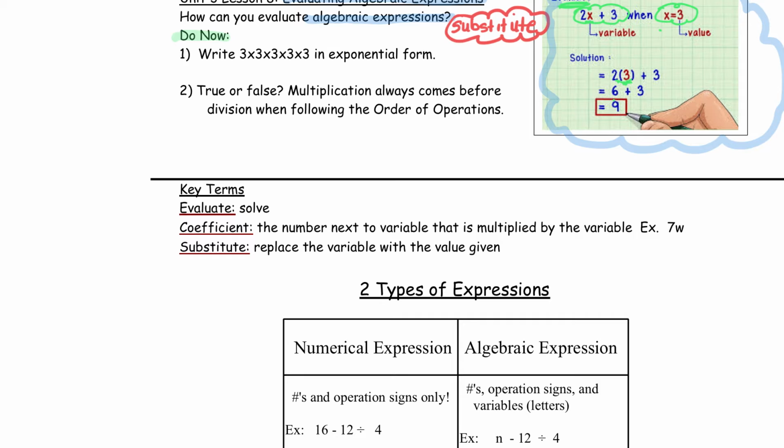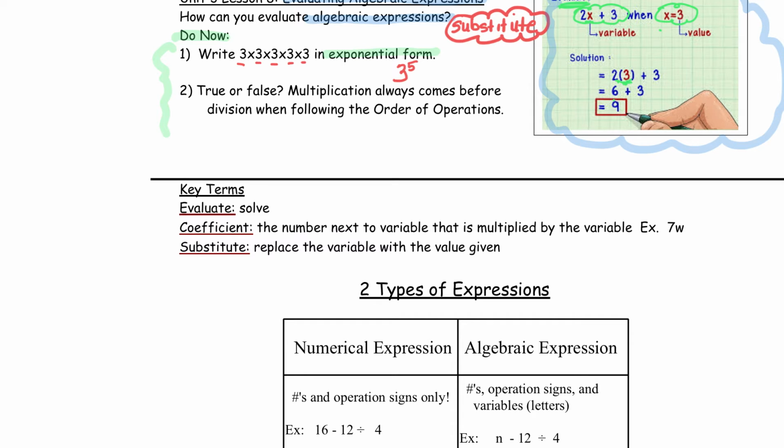Before we go on, let's take a look at the do now. Remember, these do now questions will definitely be showing up, hint, hint, on an assessment that you have next week. Number 1, write 3 times 3 times 3 times 3 times 3 in exponential form. So what exactly does that mean? It means to write it with an exponent. Pause the video and give it a shot. And if you solved it correctly, it's 3 to the 5th power. The exponent is the 5.